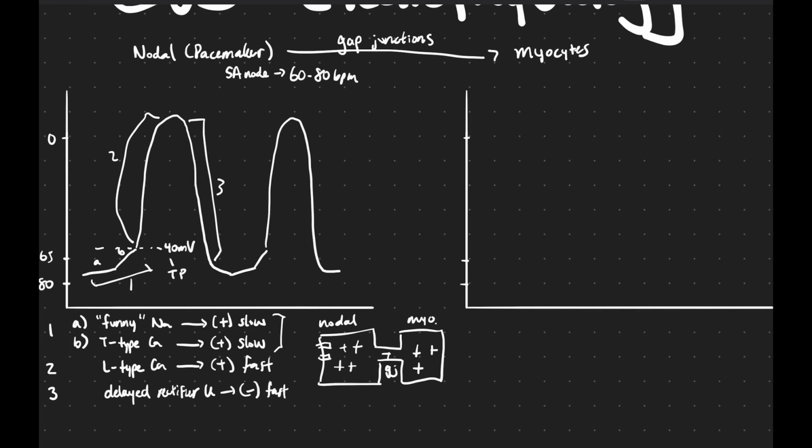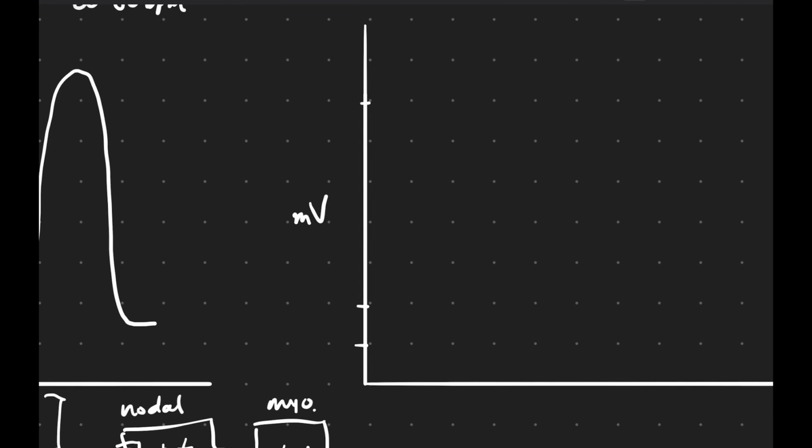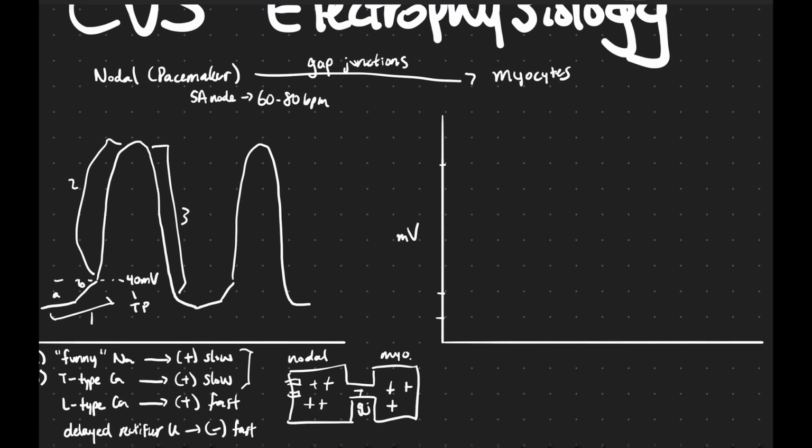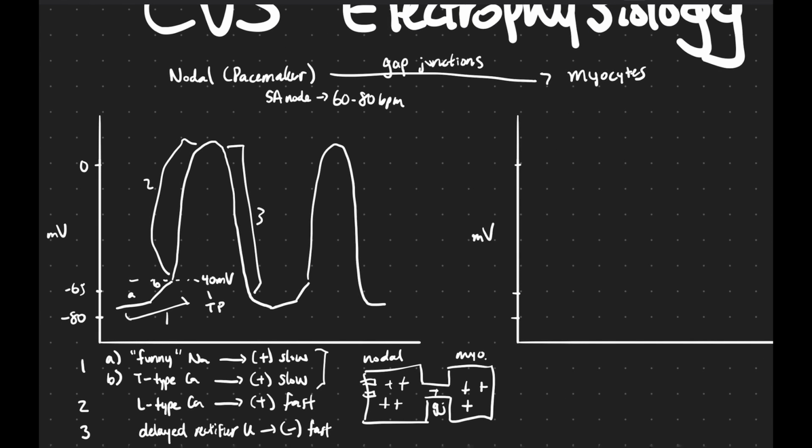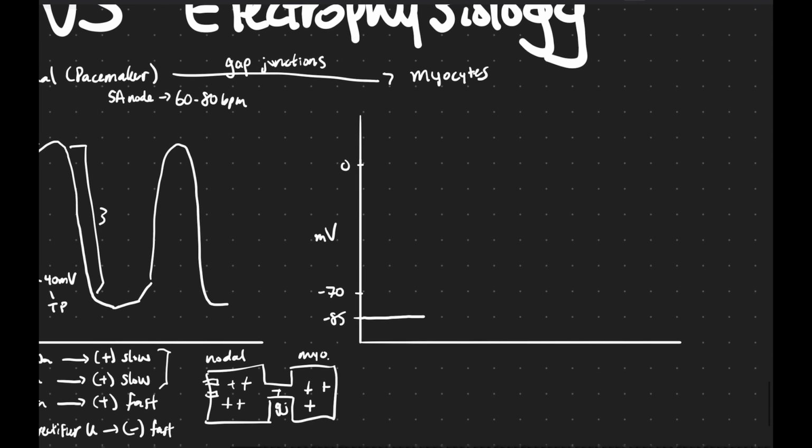Okay, so the myocytes are going to be a little bit more negative. The resting membrane potential is going to be around -85 millivolts, as opposed to about -70 millivolts or so. And then we're going to have a -70 right here, as well as that 0 that we had before.